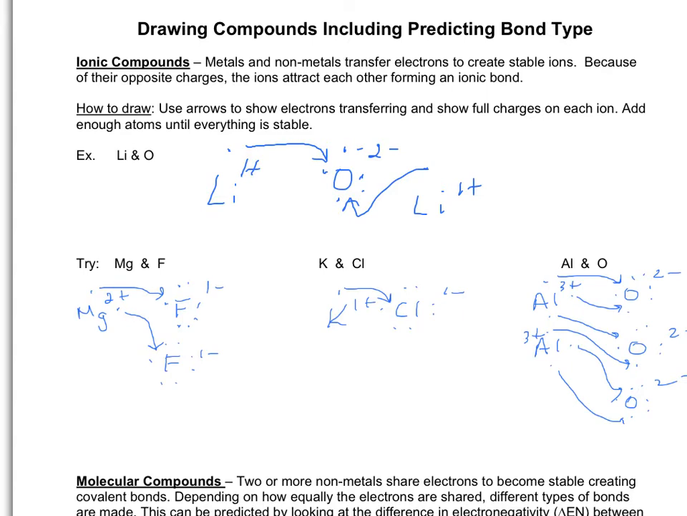Here are the answers. It took 2 fluorines to take the electrons from magnesium. Fluorine's going to have a 1-, magnesium would have a 2+ charge. Potassium and chlorine become stable in a 1-to-1 ratio, each with a 1 charge. It took 2 aluminums and 3 oxygens to make a stable aluminum oxide compound.